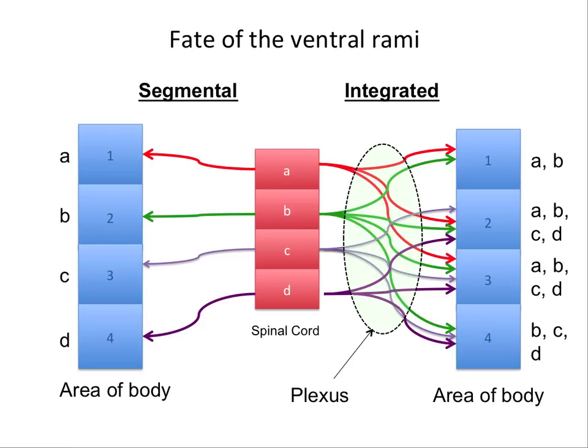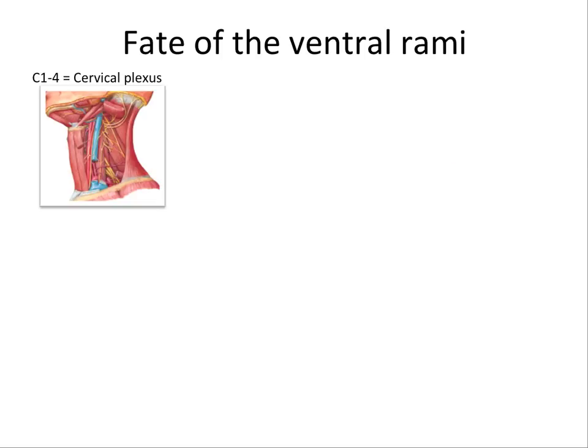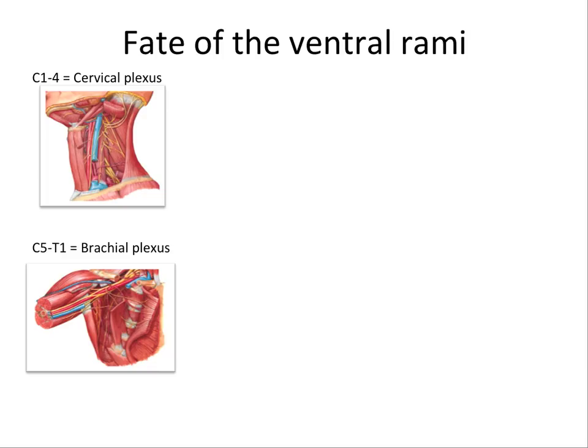So let's talk about the fate of specific ventral rami and whether they contribute to a plexus or not. The C1 to 4 ventral rami are going to become part of the cervical plexus, and you can see the cervical plexus just here. We're not going to be looking at the cervical plexus much throughout the semester. It's a bit out of the scope of this unit. The C5 to T1 ventral rami are going to form the brachial plexus, and the brachial plexus will be the structure that supplies the upper limb.